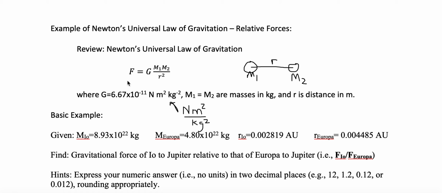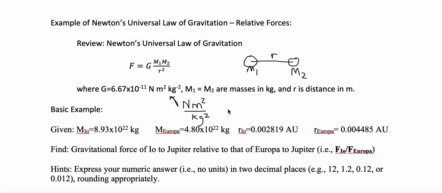Our universal gravitational constant G is 6.67 times 10 to the minus 11th newton meter squared, and notice it says kilogram to the minus 2. What that means is newton meter squared divided by kilogram squared. So now let's look at what we're given.